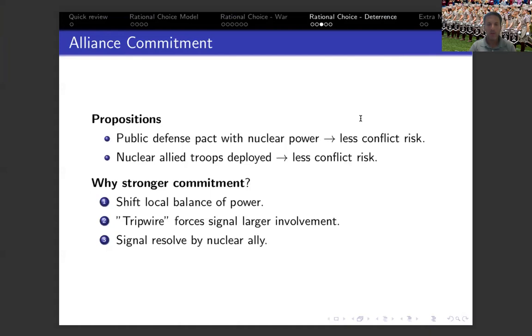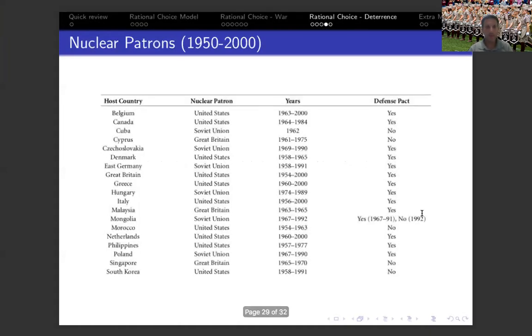Okay, before going into results, this is part from the paper itself. This is a list of some of the defense commitments between nuclear powers and their allies from the second half of the 20th century. Some of them include a defense pact, such as the United States and Belgium, for example. Some of them do not include an official defense pact, like the United States and South Korea, the example I kept on through this entire time. It's not American examples only.